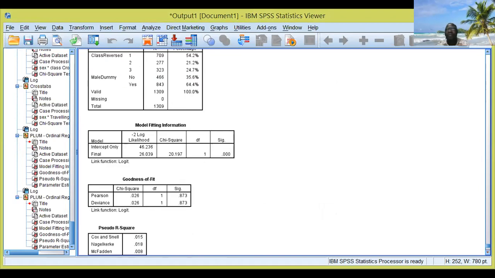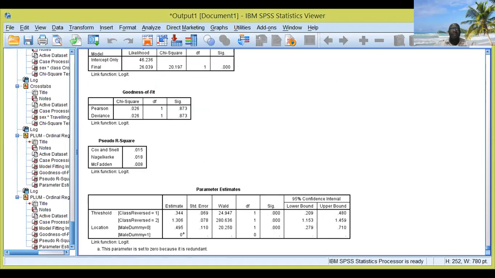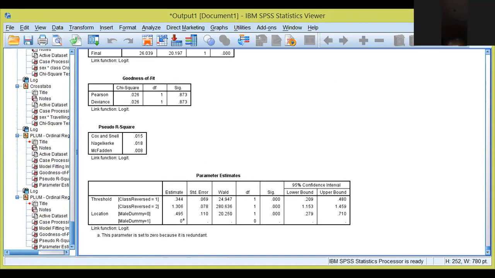Just scroll down. You will see now. This parameter, if you look at this result now, he said that male 1 is 0. So he's using it as reference. So he's trying to look at how many times, as you are going higher, the female is likely to have a higher class. I don't understand this thing.